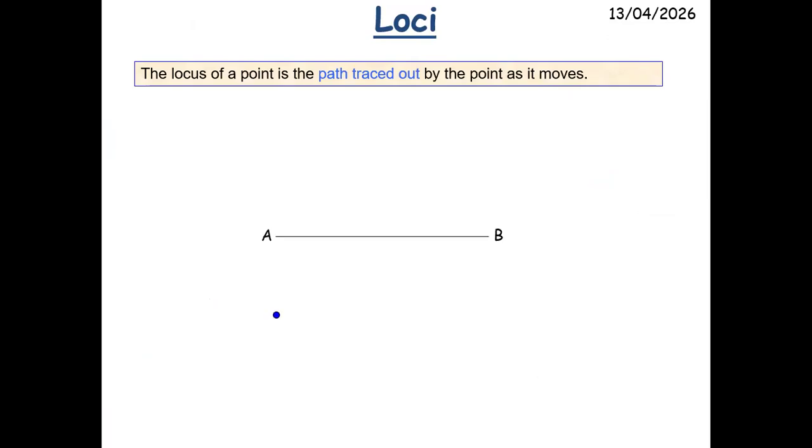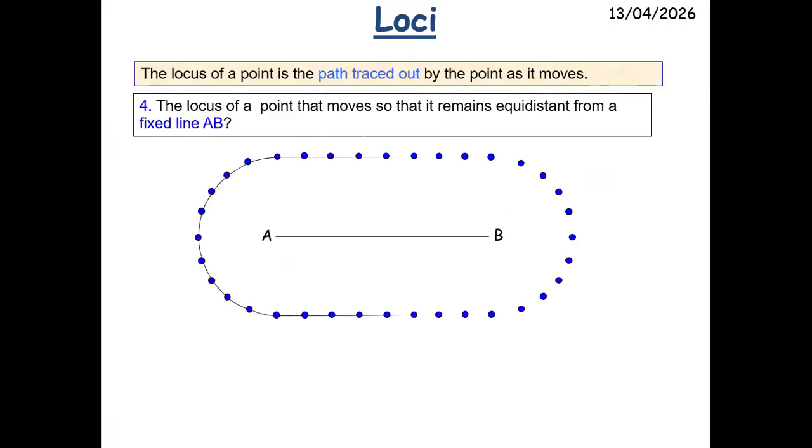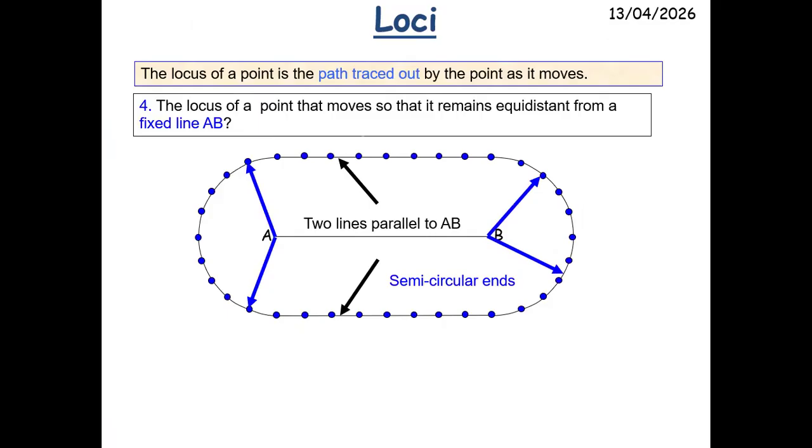Okay, now the locus of a point is a path traced out by the point as it moves. So we go like this. The locus of a point that moves so that it remains equidistant from a fixed line AB. So the same distance is what it's having, and that is what we're going to have. So two lines parallel to AB. And that's what we have.